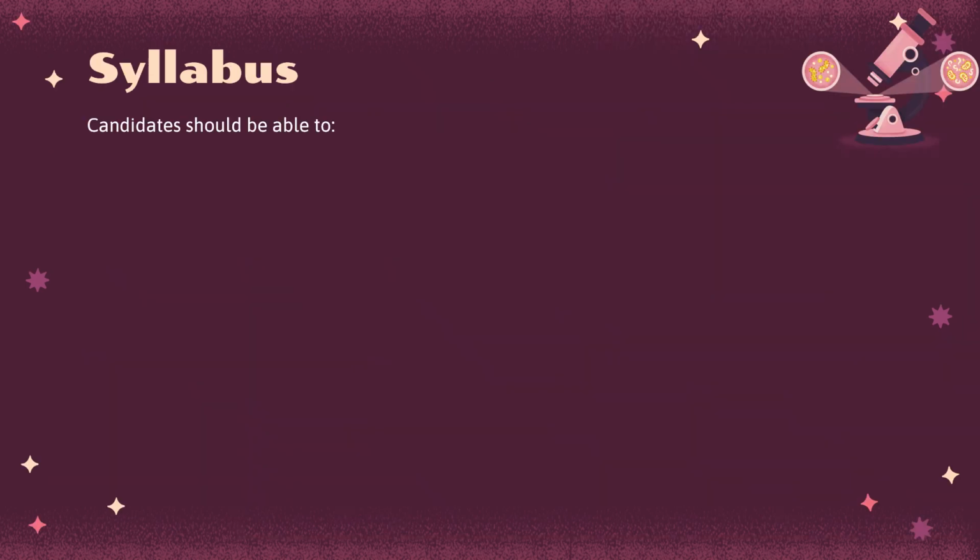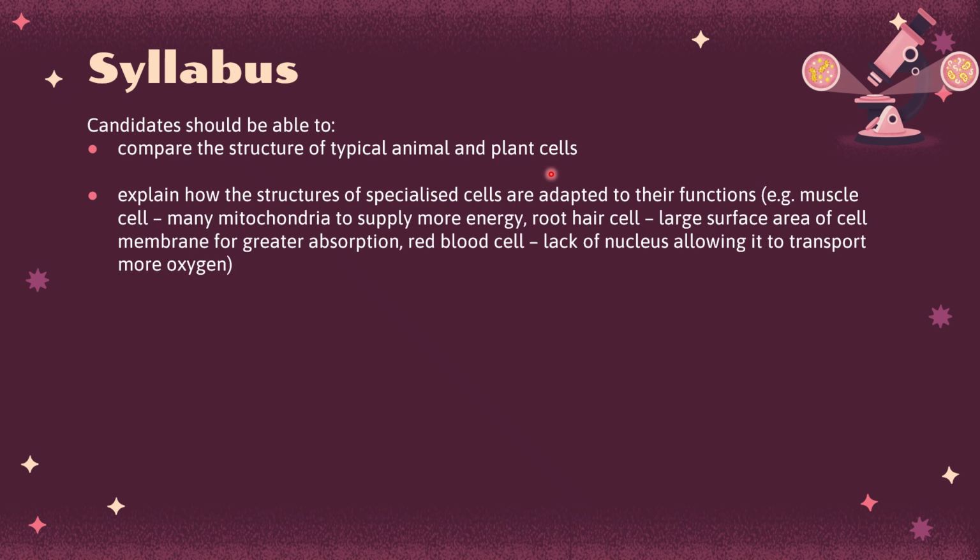For the syllabus, right, there are two objectives. This is pretty straightforward. Okay, you need to learn how to compare the structure of a typical animal and plant cell. There are three which I will highlight to you. And the second one is heavier in a way. You must learn how to explain how the structure of specialized cells are adapted to their function.